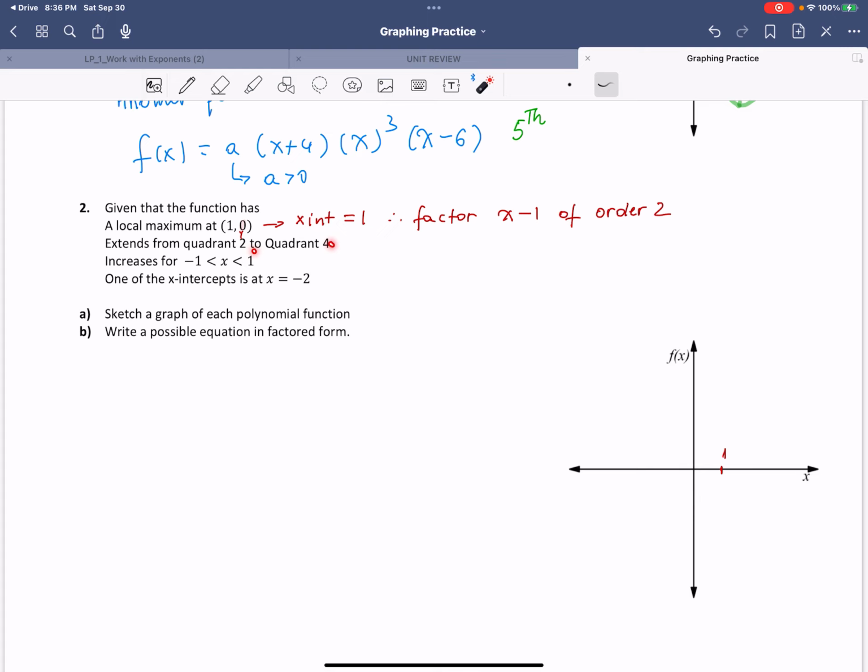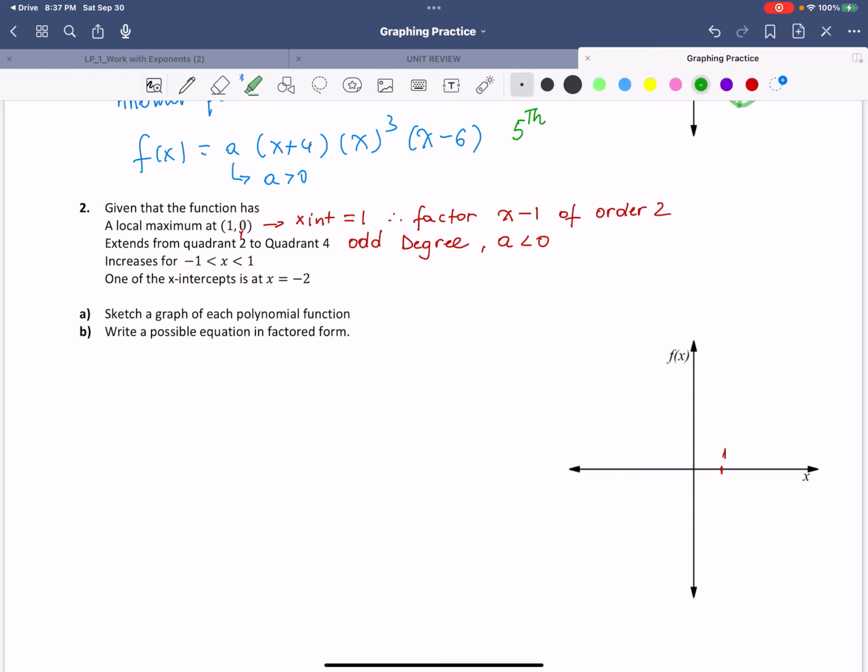It extends from quadrant 2 to quadrant 4, so that means from here to here. Now, a function that extends across the origin means that it's an odd degree polynomial function. What else do you think would derive from here? If the function goes from quadrant 2 to 4, not only is it odd degree, but we also know that the leading coefficient will be negative because it behaves like a straight line, a linear function, that has a negative slope. Now, it increases from -1 to 1.